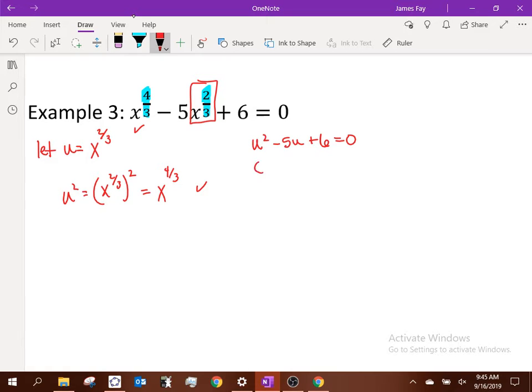u minus 2 and u minus 3. So u equals 2 or u equals 3, right? But what was u? x to the 2/3. X to the 2/3.